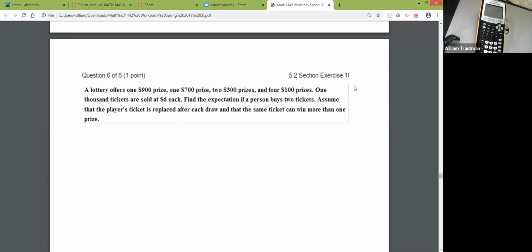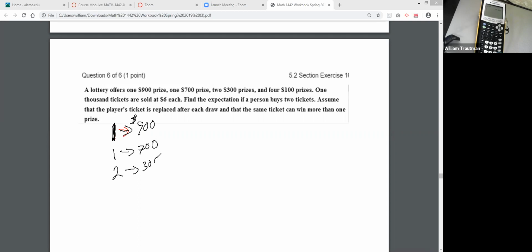A lottery offers one prize. Okay, so this is like a church raffle. Instead of saying a lottery, these are like church raffles, but I guess it says lottery. Oftentimes you'll see a church raffle for the question. Lottery offers one prize at $900, one prize at $700, two prizes at $300, and 4 prizes at $100.